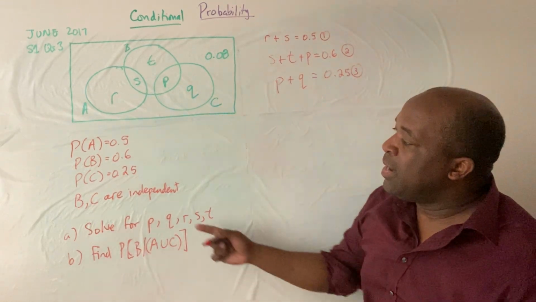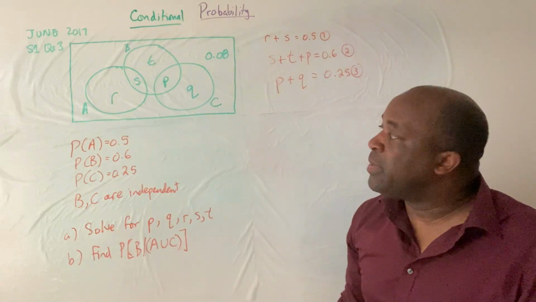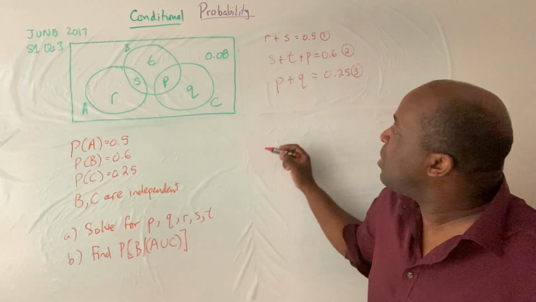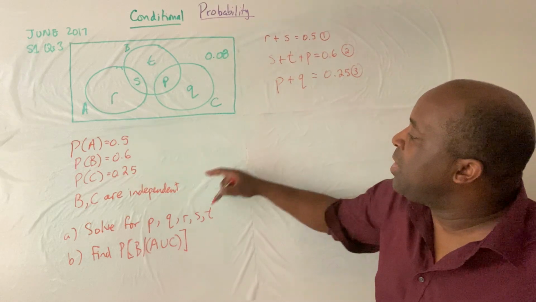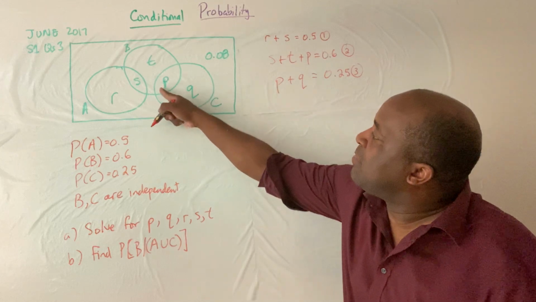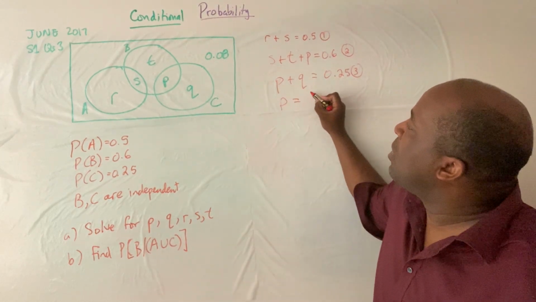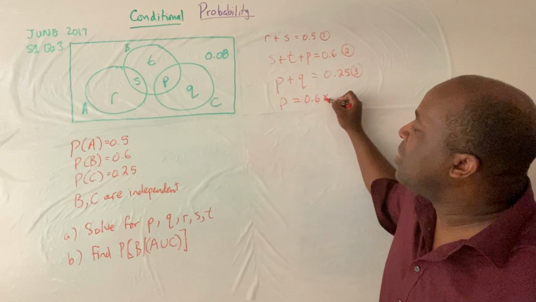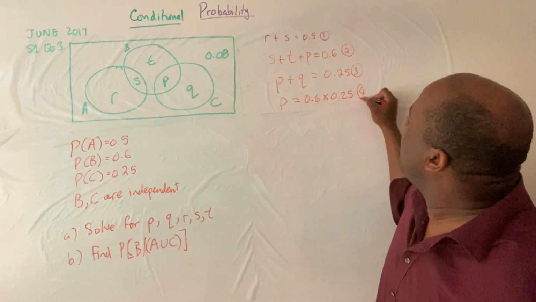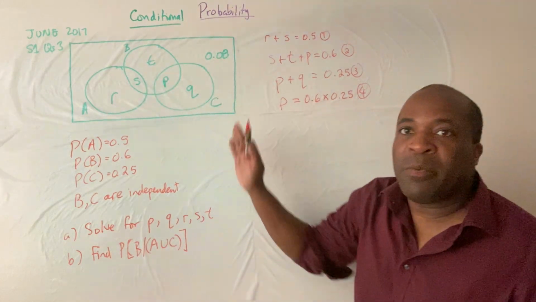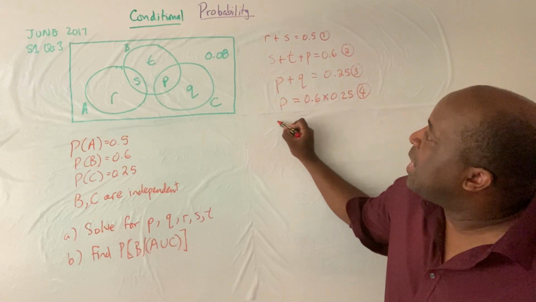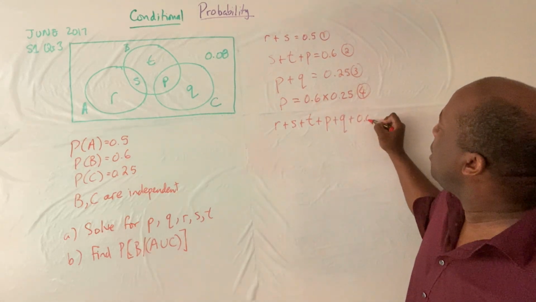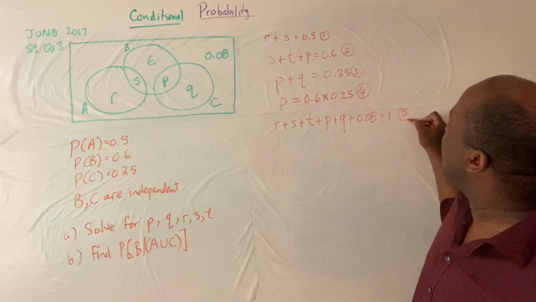That's our third equation. Next, we're told that B and C are independent, so the probability of the overlap will be equal to the product of the probabilities of the two events. So B and C are independent. B overlaps with C gives us P. So P is equal to the probability of B times the probability of C. So that's equal to 0.6 multiplied by 0.25. So that would be equation 4. And the fifth equation is that the sum of the probabilities will add to 1. So that's R plus S plus T plus P plus Q plus 0.08 all adds up to 1. And that's the fifth equation.